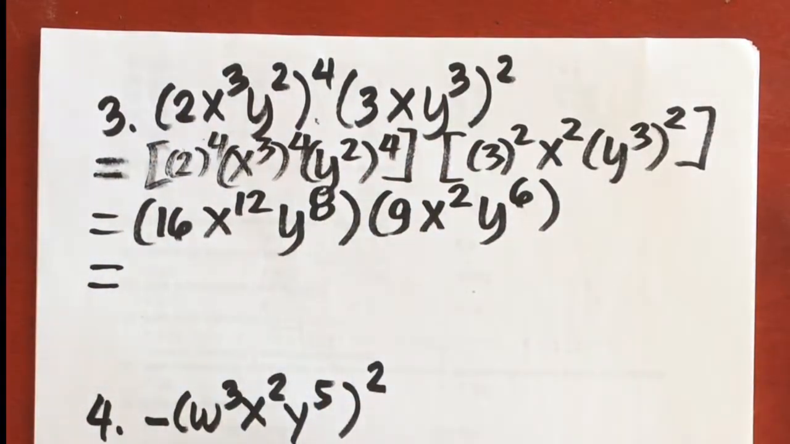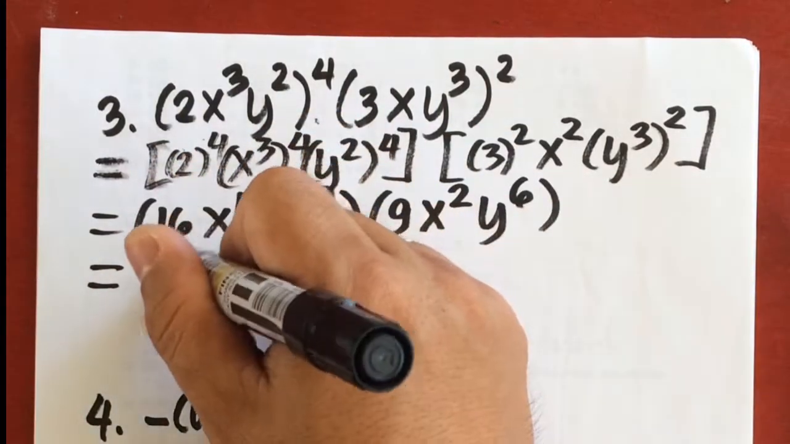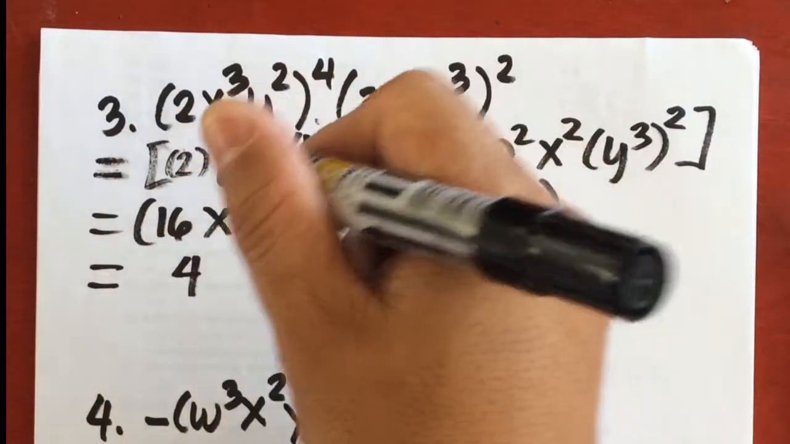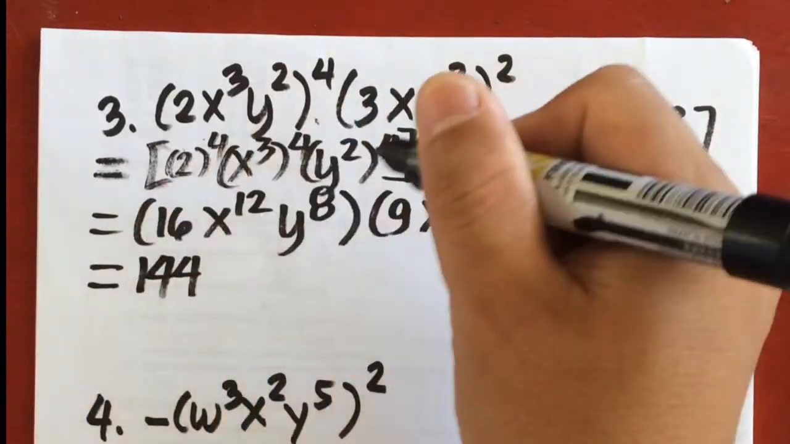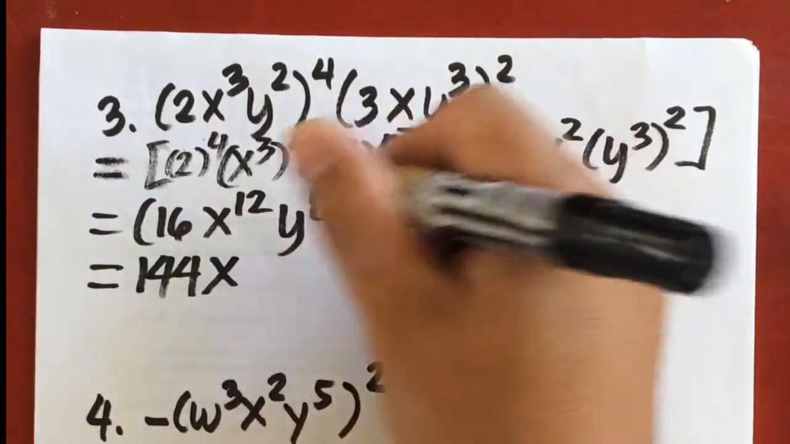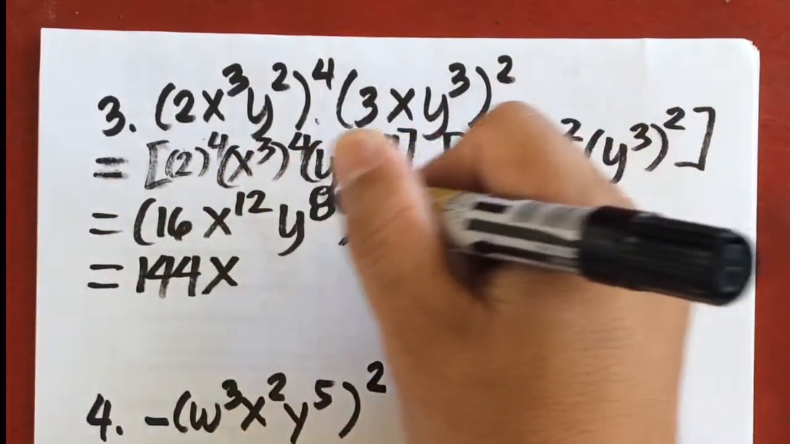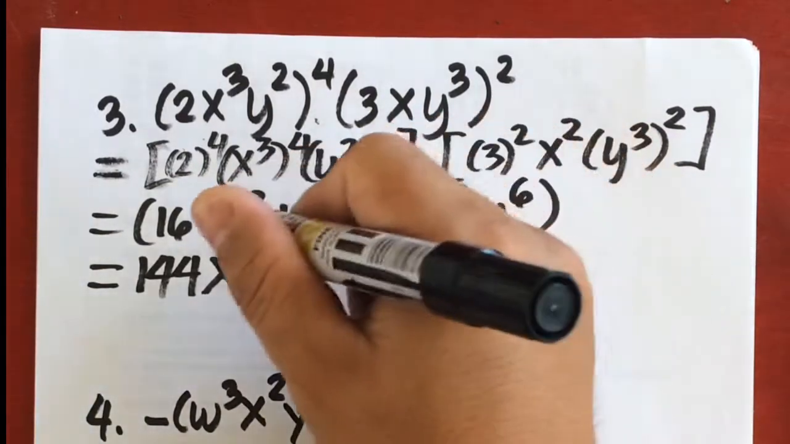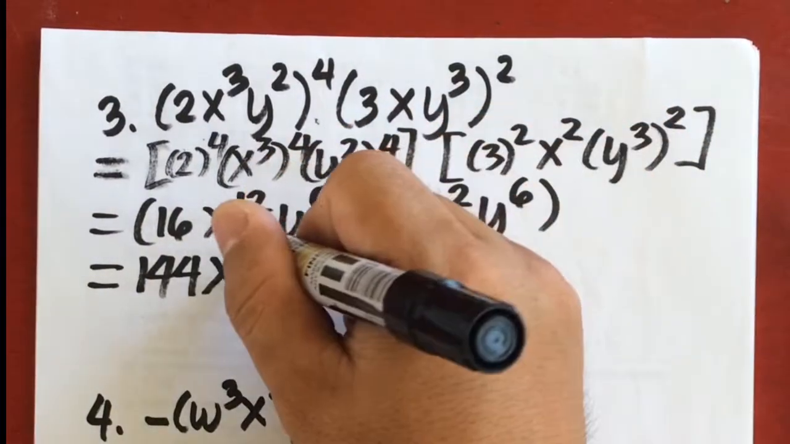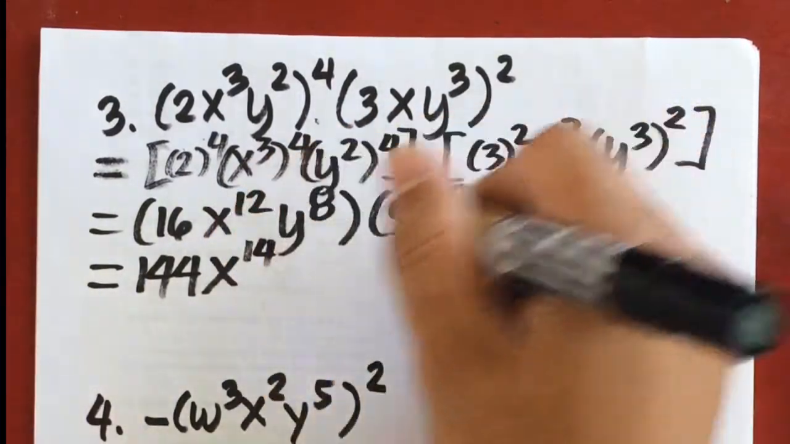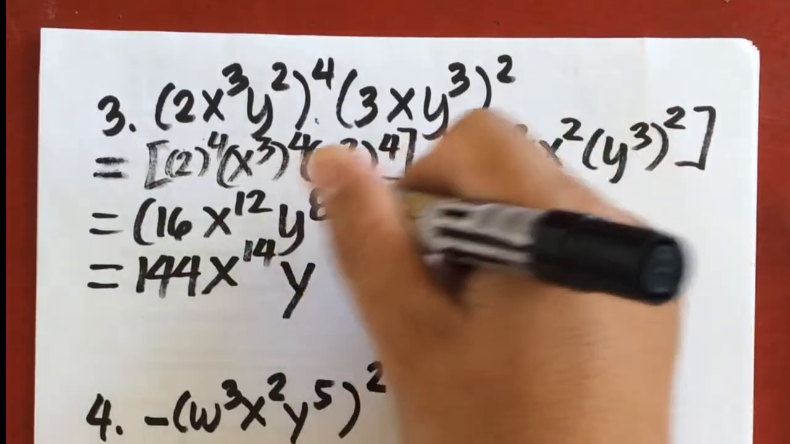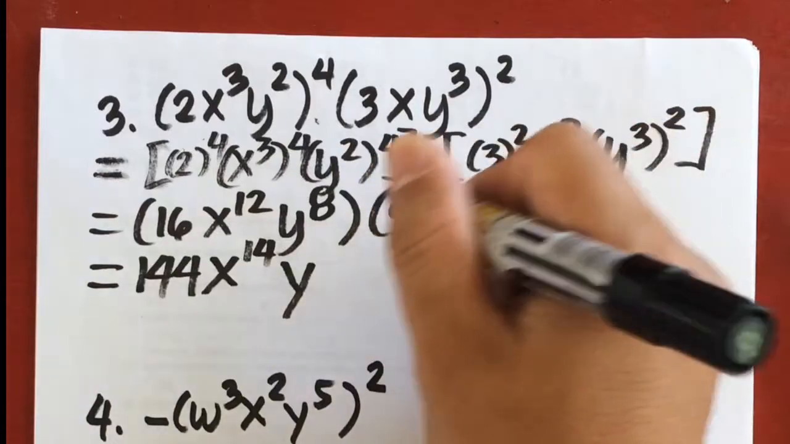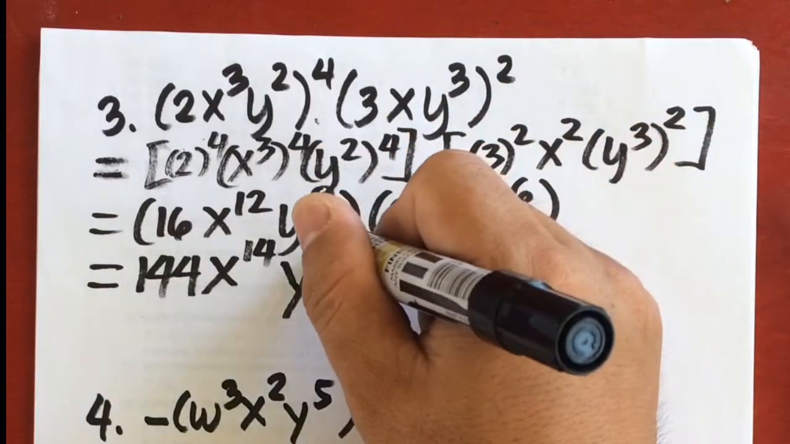So 9 times 16: 9 times 6 is 54, then 9 times 1 is 9 plus 5, that will be 14. So 144. Then x to the power of, we are multiplying the same base, so we're going to apply product of powers. We're going to add exponents. So 12 plus 2 is 14. Then y to the power of 8 times y to the power of 6, same with x to the power of 14, we're going to add exponents. So 8 plus 6 is also 14.